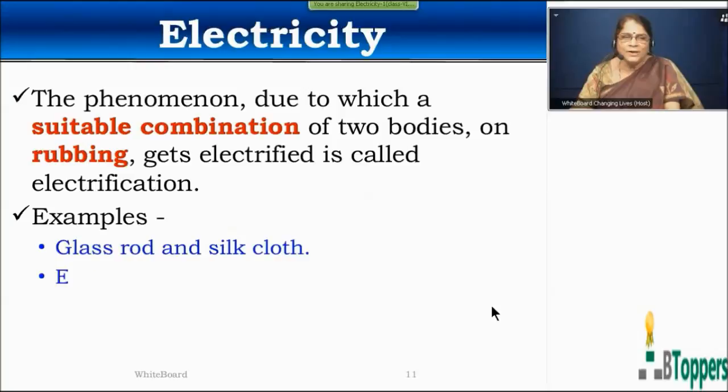Similarly, glass rod also, when it is rubbed with silk cloth, will get charged. The other example is ebonite rod and cat skin. Whenever ebonite rod is rubbed with cat skin, then both get charged. Let us now see what happens when certain substances are rubbed against each other.